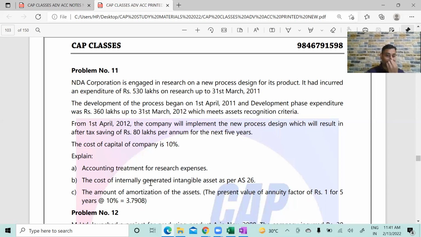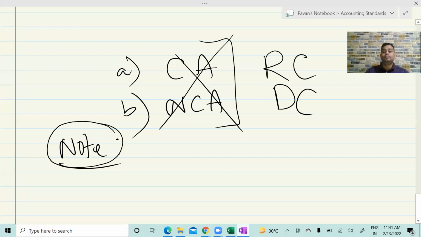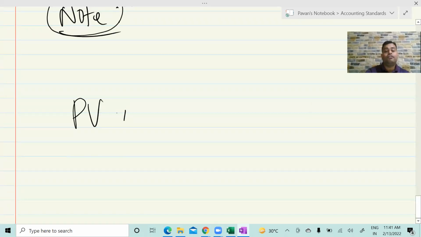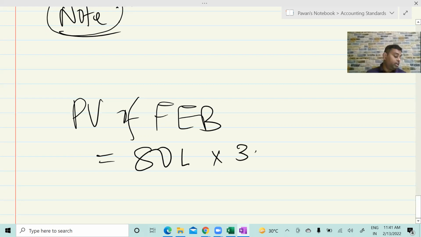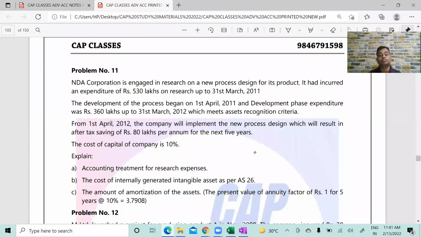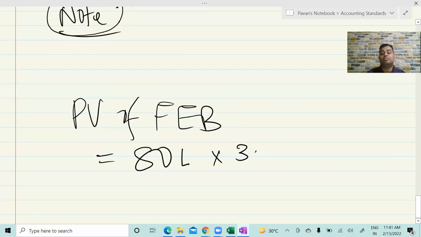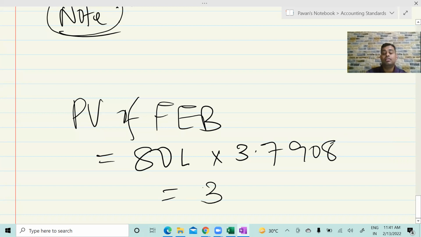Chalo, write down. Present value of future economic benefits is 80 lakhs into 3.7908, that is equal to 303 approx.